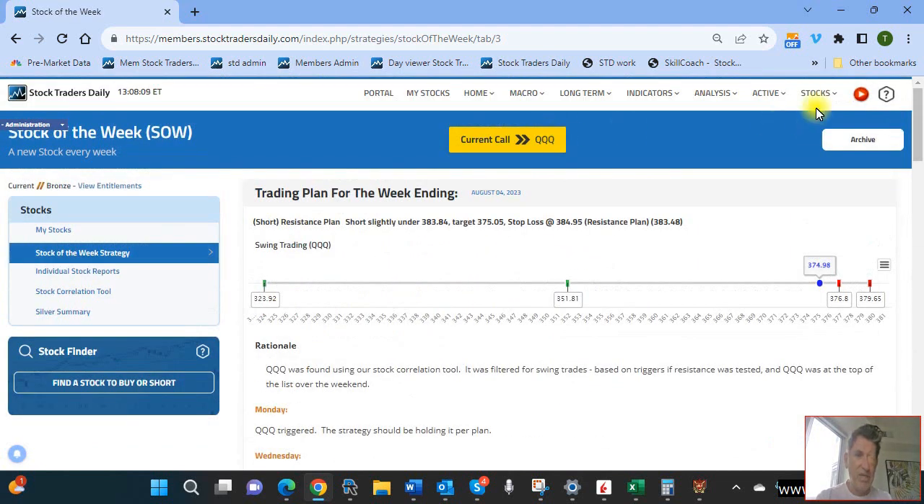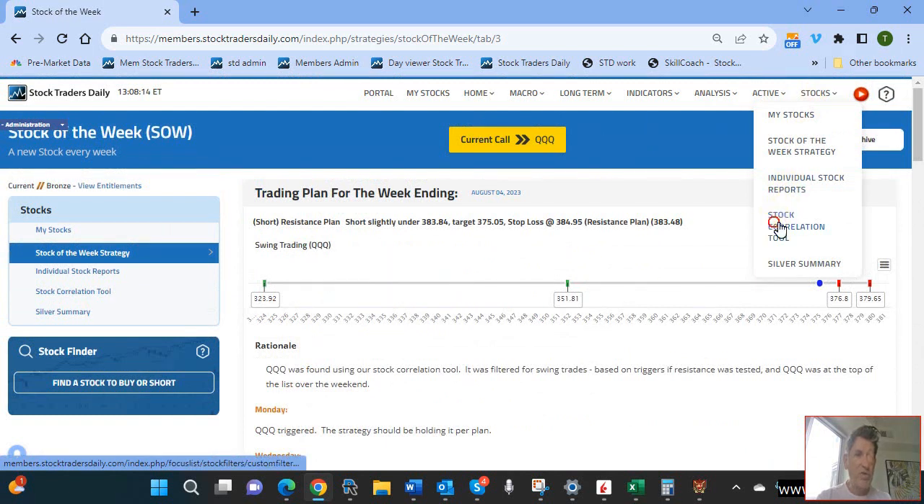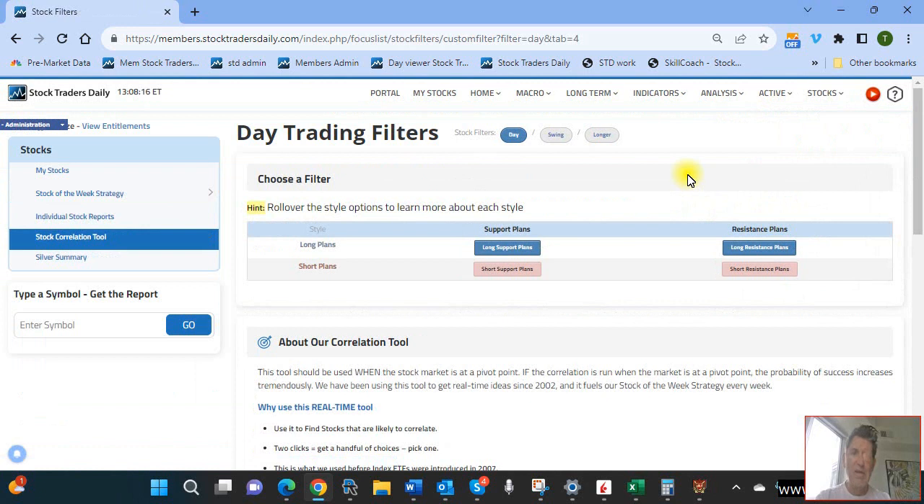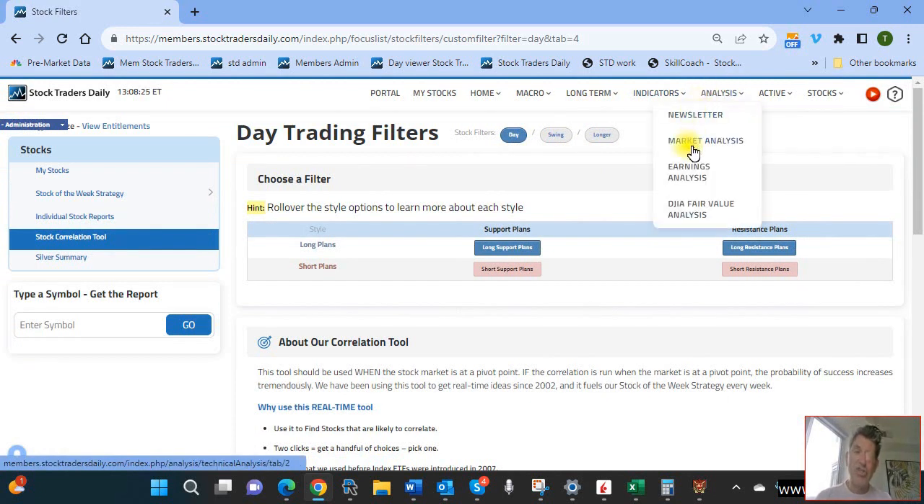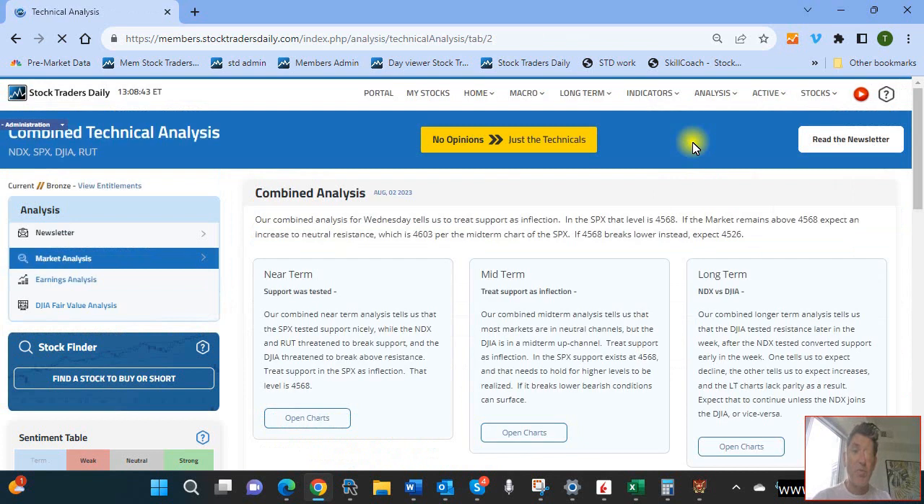How do we use it? Our Stock of the Week strategy is simple. Every week, we use our stock correlation tool to find the stock of the week. The stock correlation tool requires us to have a look at the market and determine where the market's going. And then we use the correlation filter to find stocks that are likely to go along with the market. And specific to those, we find trading plans. But it all starts with market analysis. So let's do that first.